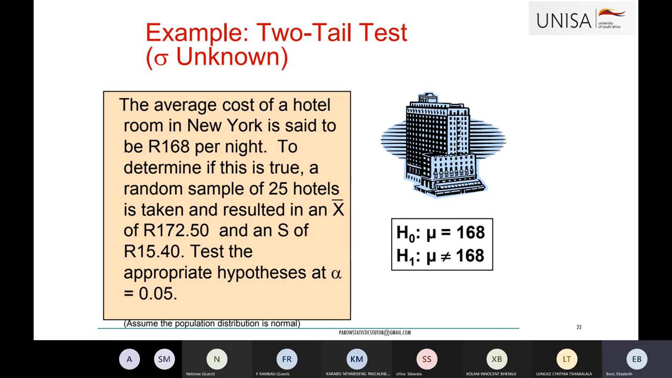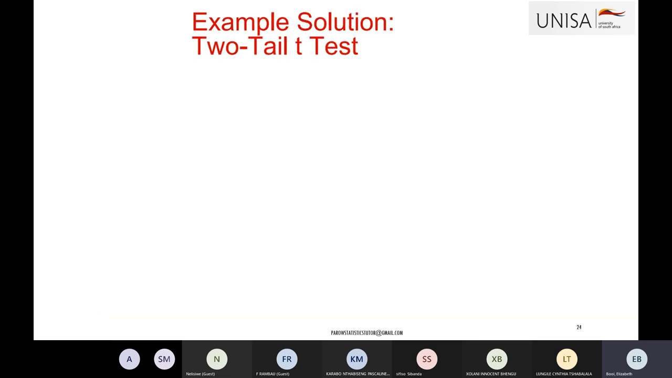0.05. Step number one, state your null hypothesis and your alternative hypothesis. So since the researcher's statement claims that the average cost of a hotel room is 168 per night, here they didn't say it's less than, or greater than, or more than. Here, we're talking about the equal. So it's equal, it's exactly. So since it is equal, our null hypothesis will be the mean is equal to 168. The alternative will say the opposite. It is not equal to 168. So to answer this question, step by step, six steps. Step number one, we have already done that. State the null hypothesis and alternative hypothesis.